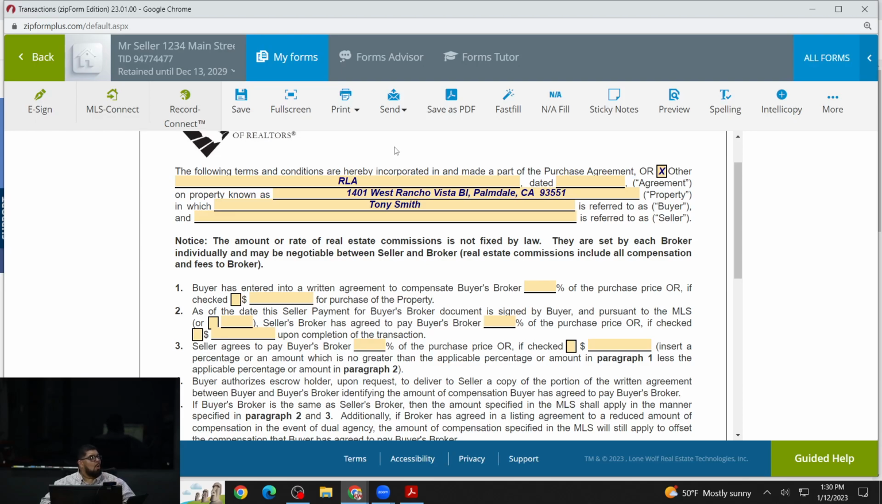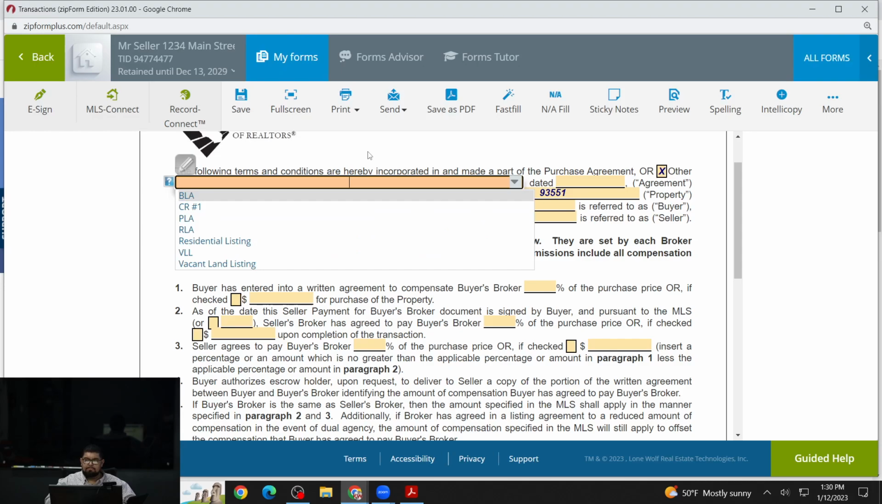How do you know when a package is an agreement? I asked this question earlier. When it starts off with the agency? Correct. Whenever you see a package in zipForms that starts with an agency, that's going to be an agreement between the agent and the principal. Okay?